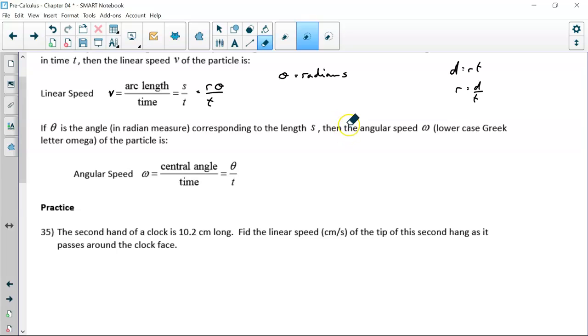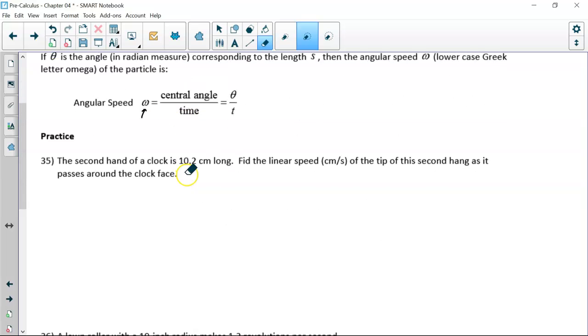Angular speed, that looks almost like a W. That's omega. And that's going to be the central angle, theta, over the time. Once again, that is going to be in radians. The central angle divided by the time.